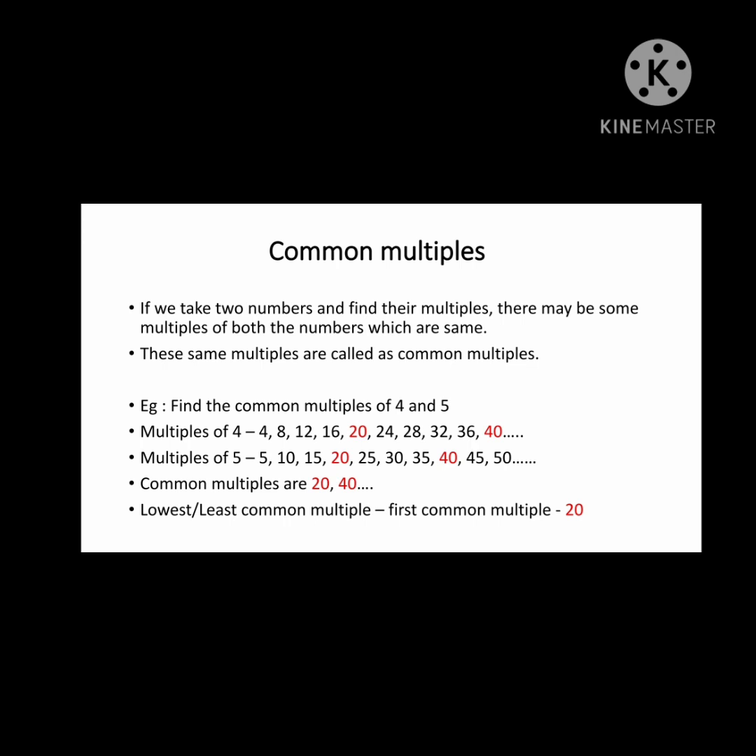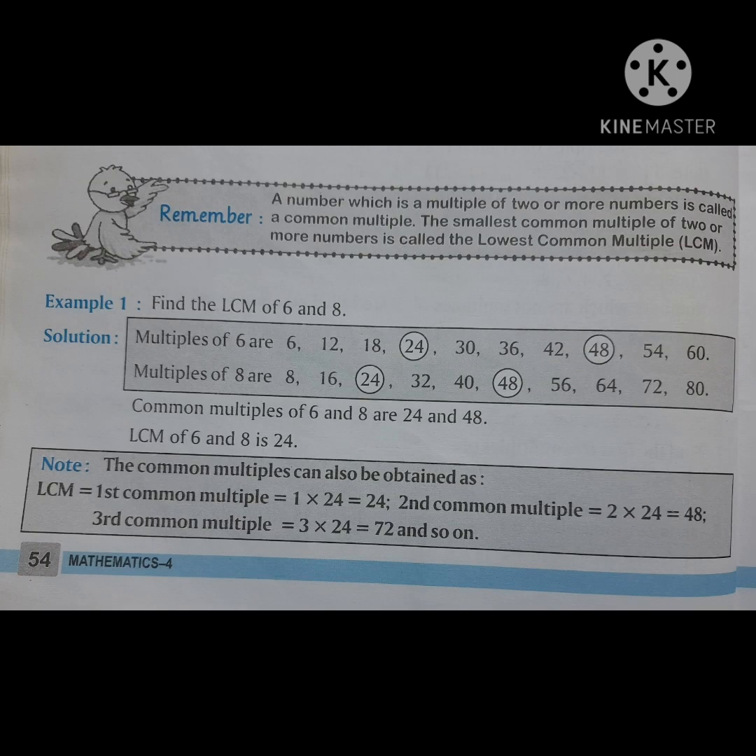What is least common multiple or lowest common multiple? The first common multiple is called the LCM, or the lowest or least common multiple. LCM is 20. The first common multiple is 20. So, LCM is 20. Now, here some examples are given.